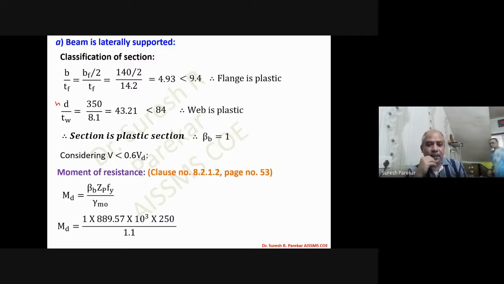Now for the moment of resistance, we have seen this formula in 8.2.1.2, and then we will just put in the values. By putting these values into beta B ZP Fy upon gamma MO, we get the value of MD as 202.18 kilonewton meter. So now we have the second case, which is the beam laterally unsupported. First we will solve using tables, and then we will go to the formulas.